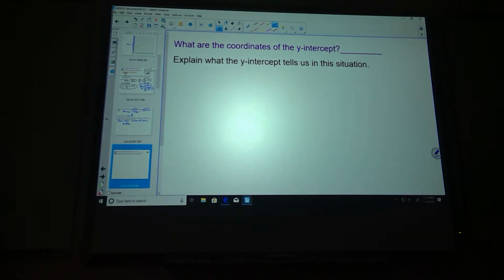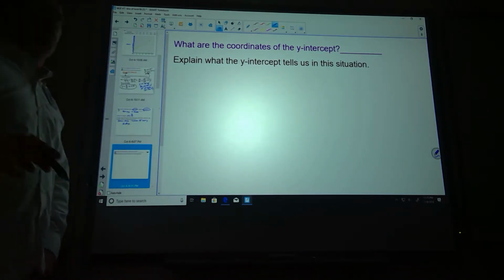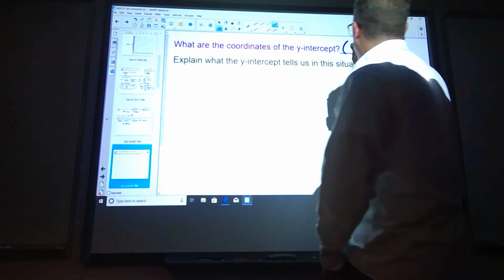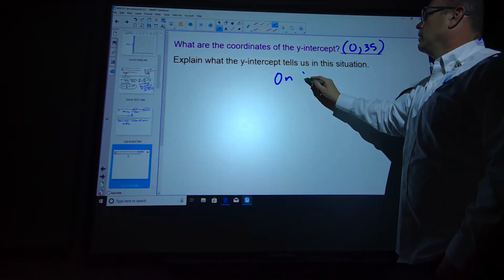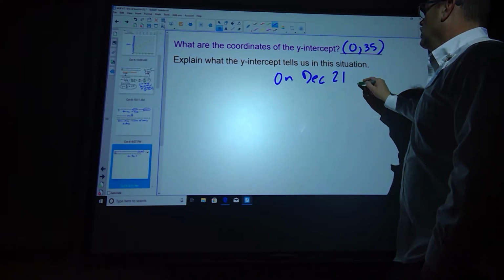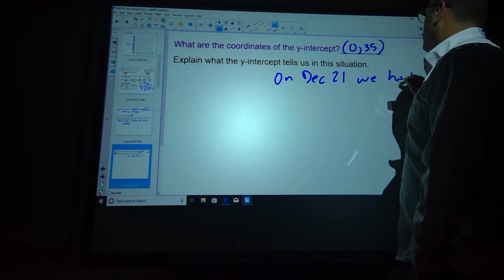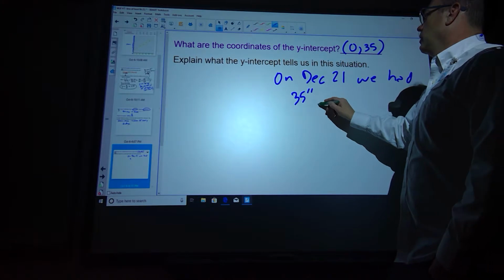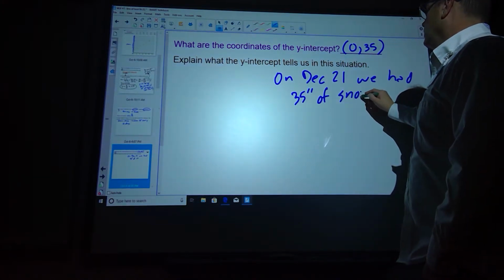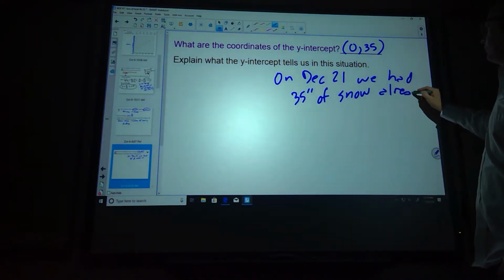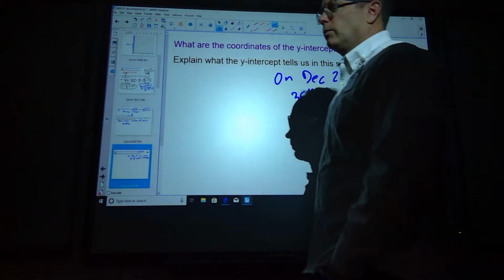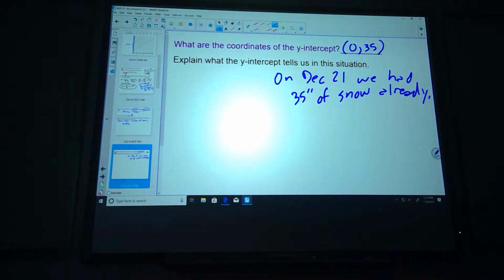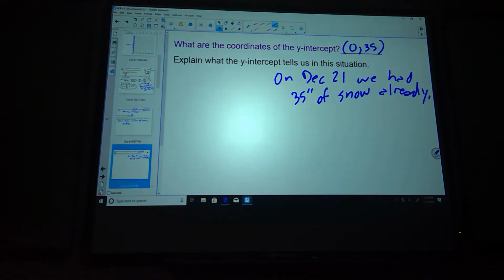All right. What are the coordinates of the y-intercept? We just said the y-intercept was 0, comma what? 35. What does that mean? So on December 21st, we had 35 inches of snow already. Okay, that was my starting point. That's all it means. Okay? What else we got? Thank you, sir. I'll get that graded in the grade book.